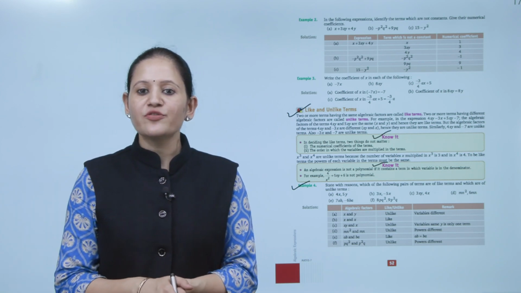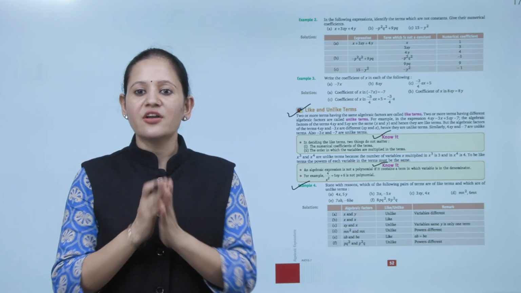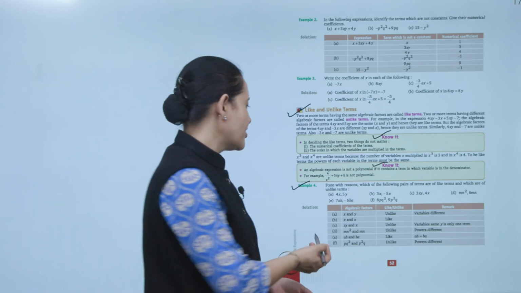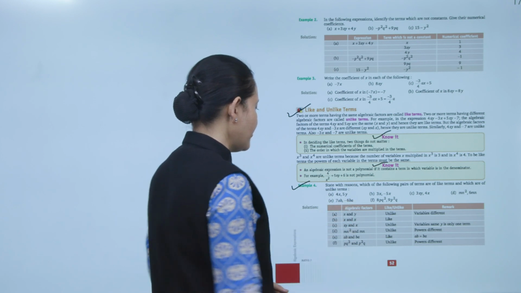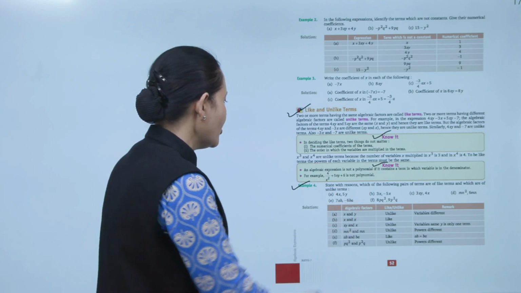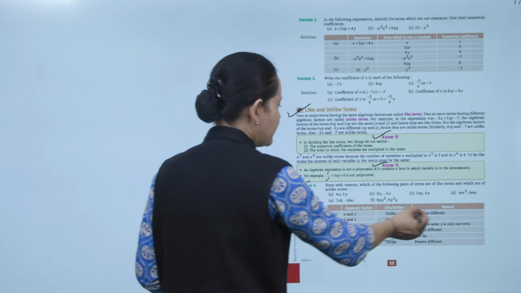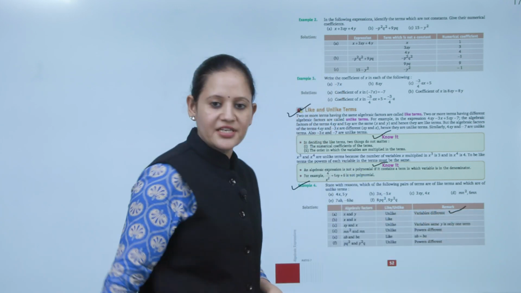State the reason which of the following pair of terms are like terms and which are unlike terms. So first is 4x and 5y. x and y, so they are unlike terms because the variables are different. Clear?